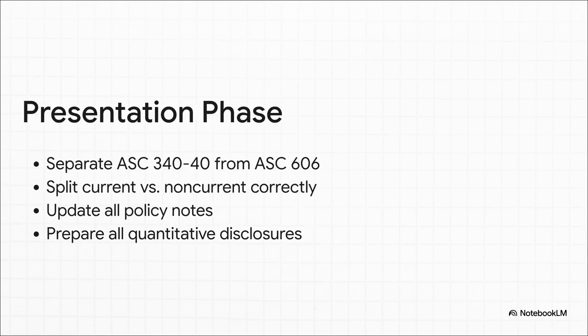And finally, Phase 3 ties everything right back to the beginning of our explainer today, presentation and disclosure. Before the books are officially closed, the manager has to confirm that ASC 340-40 assets are clearly and correctly separated from ASC 606 rights to revenue. They need to verify that the 12-month rule was perfectly applied to split current and non-current assets on the balance sheet. And lastly, they ensure that all policy notes and quantitative disclosures are fully updated, totally accurate, and ready for the public.